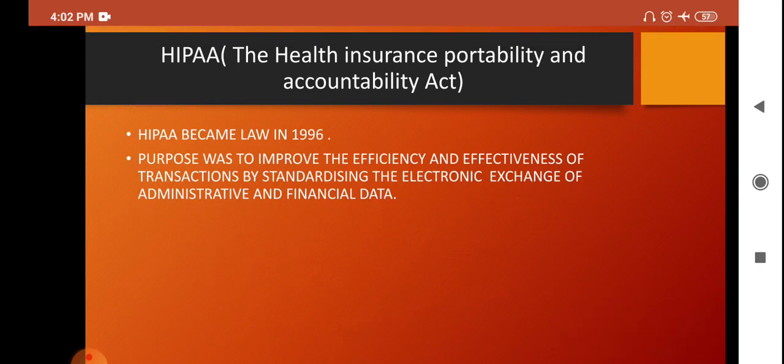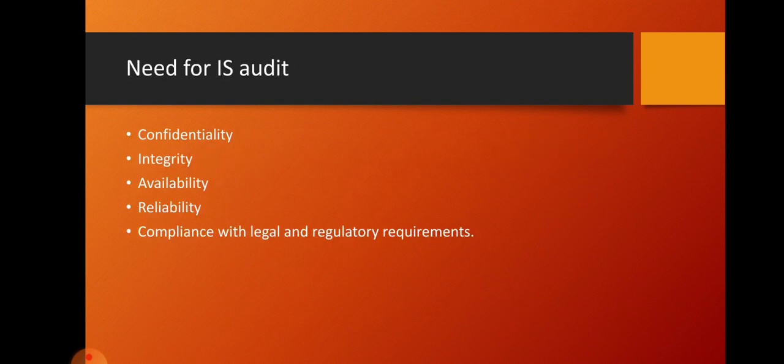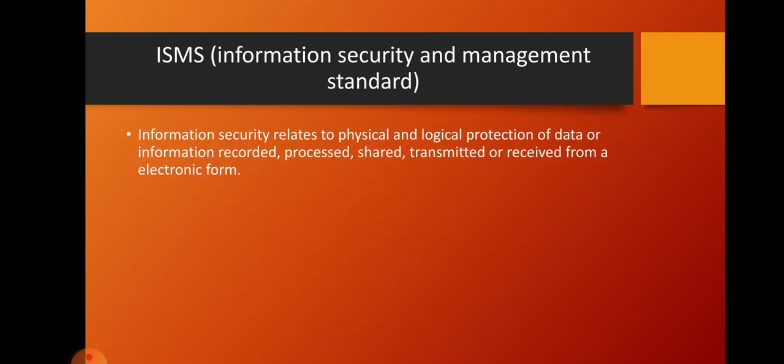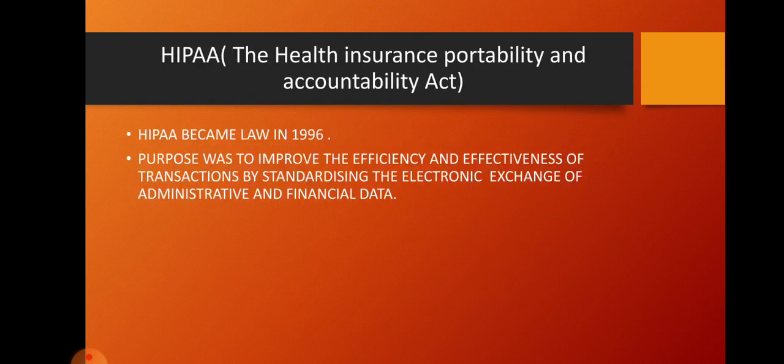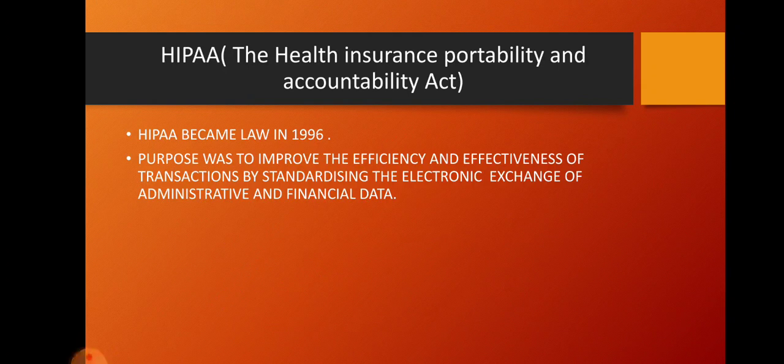So in this video we discussed some of the standards. First we discussed IS audit standards, ISO 27001, ISMS, COBIT and HIPAA. These were the most important concepts of this chapter. So we completed ITGRC here. In the coming video we are going to discuss the IT Act.